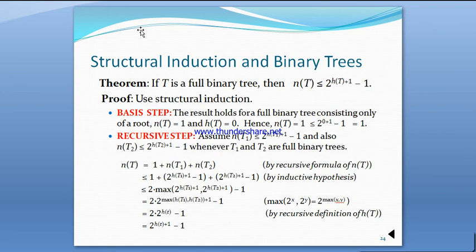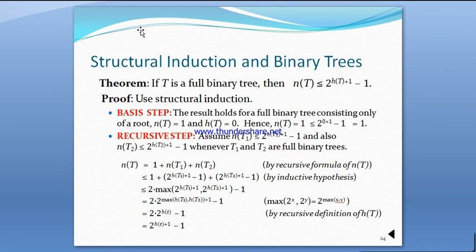From the recursive definition of n of t, we have n of t equal to 1 and h of t equal to 0. Hence, n of t equal to 1 is less than or equal to 2 power 0 plus 1 minus 1, which is equal to 1, and the basis step is satisfied. Now the recursive step. Assume that n of t1 is less than or equal to 2 power h of t1 plus 1 minus 1, and also n of t2 is less than or equal to 2 power h of t2 plus 1 minus 1, whenever t1 and t2 are full binary trees.